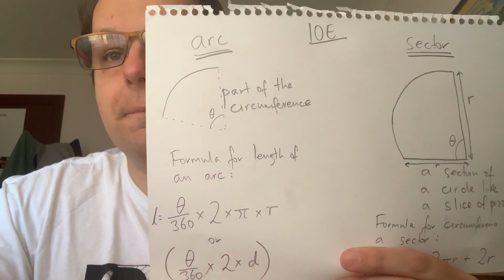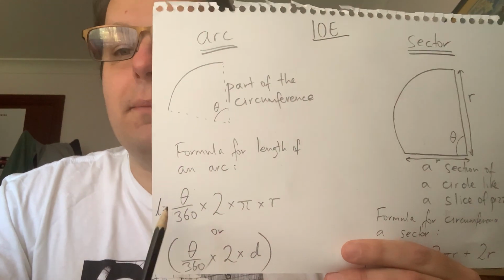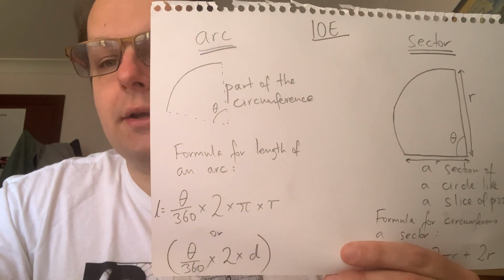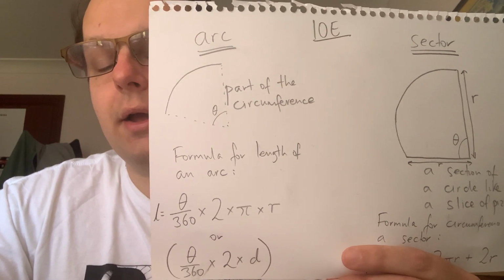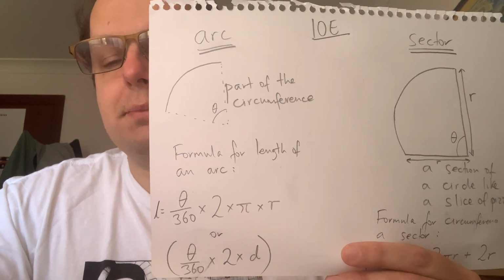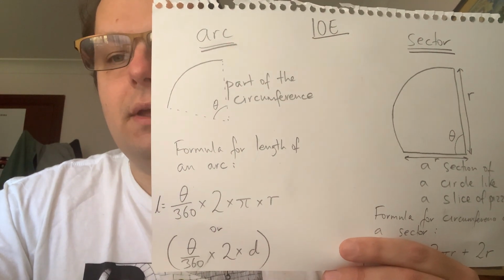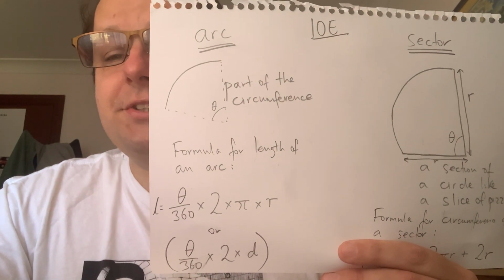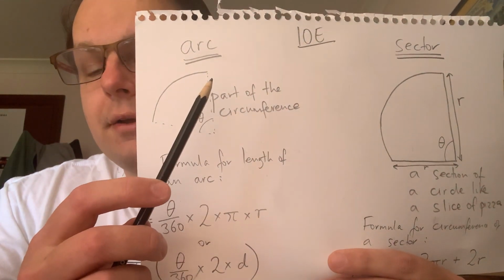Okay, and in a moment, and I can see that this is going to be a 2-part video now, in a moment I'll show you how to do that on the calculator, because that will always be a calculator question. Okay, things with pi, they're calculator questions because pi is such a long, complicated number. So that's the formula for working out the length of an arc.